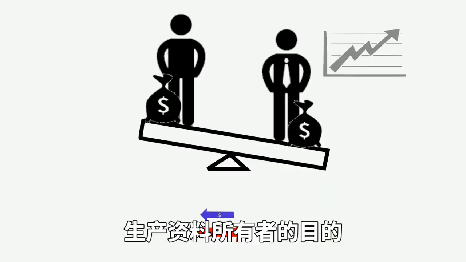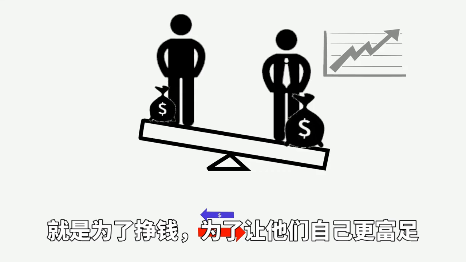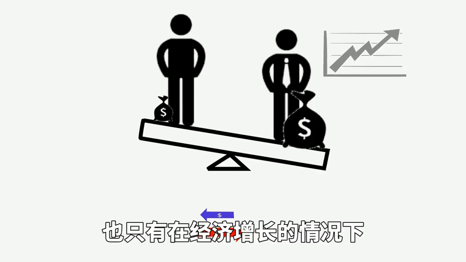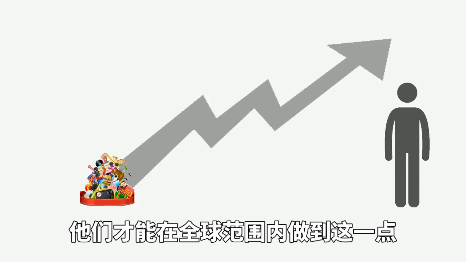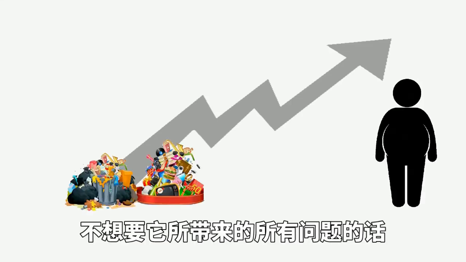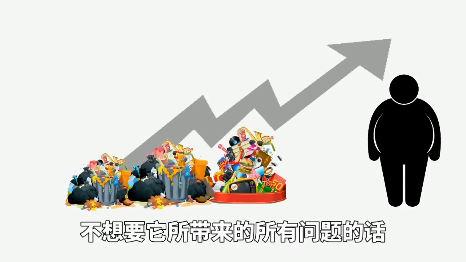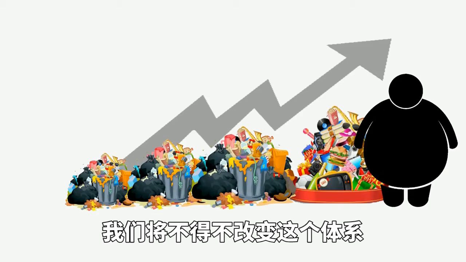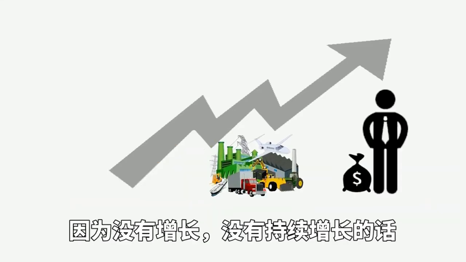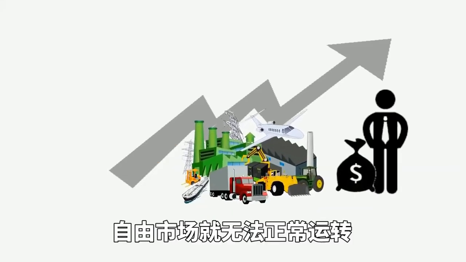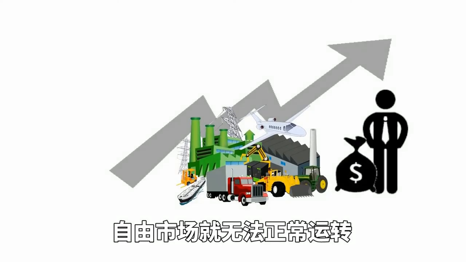The purpose of the owners of the means of production is to make money, to enrich themselves, and they can only do that globally if the economy is growing. So if we don't want to have growth and all the problems it generates, we will have to change the system. Because this system, the free market, cannot function well without growing all the time.